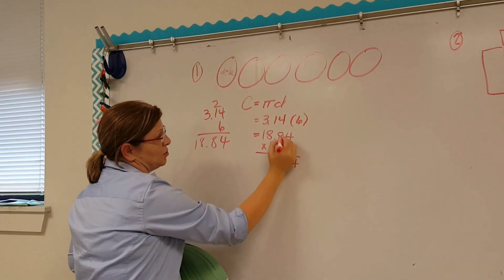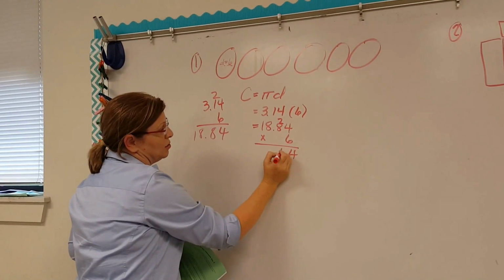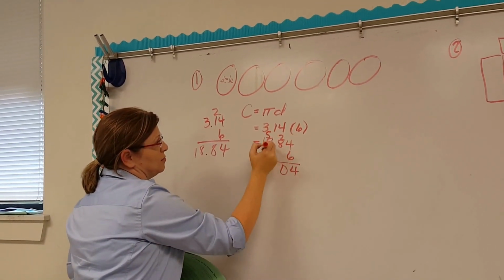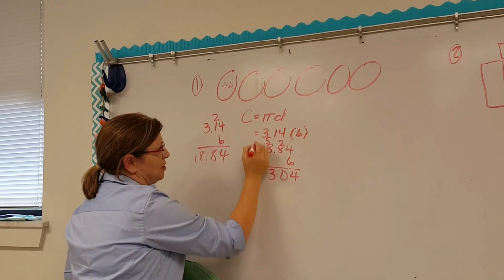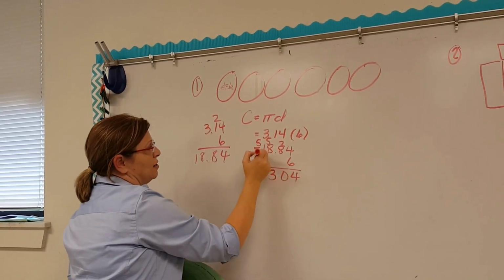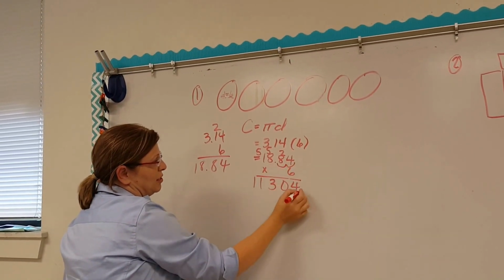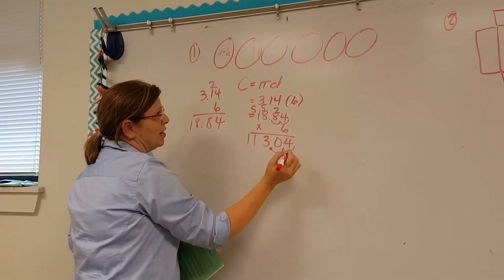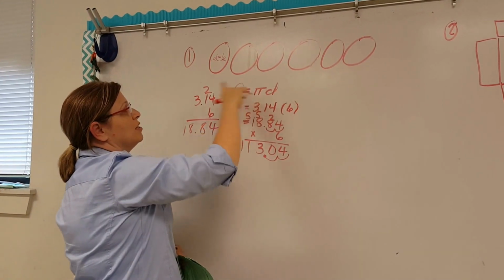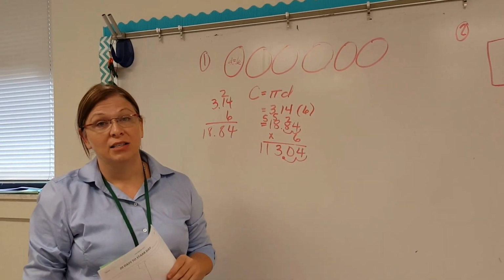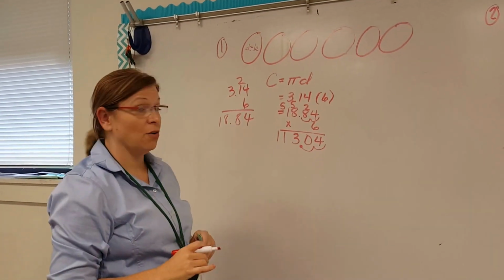6 times 4 is 24. 48 plus 2 is 50. 6 times 8 is 48 plus 5 is 53. Carry the 5. And then 11. Your decimal is going to be moved over 2 places, so 1, 2. So my answer for the circumference of all of these combined is 113.04.